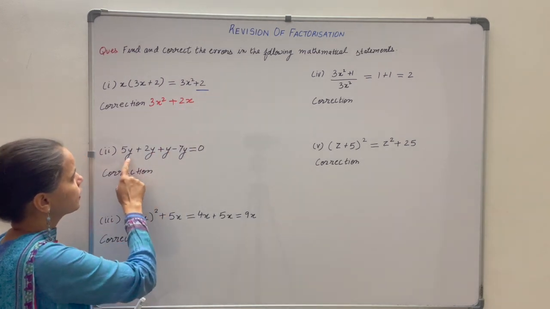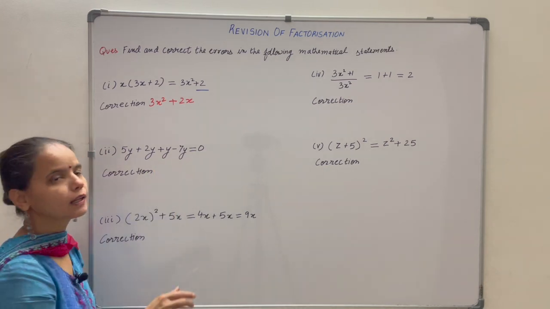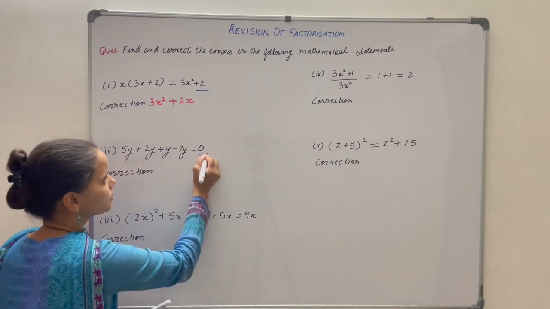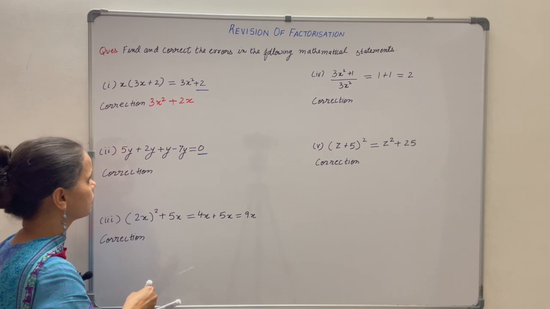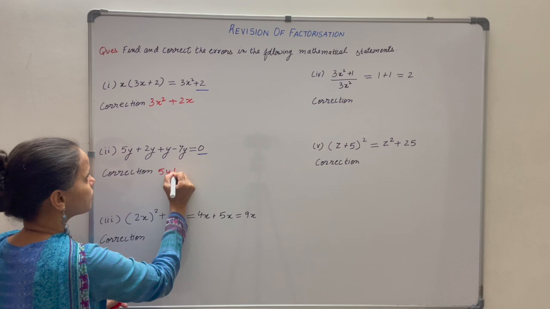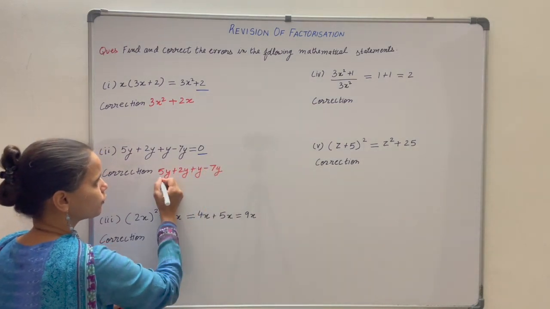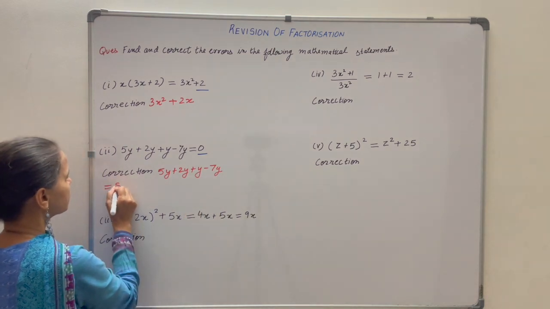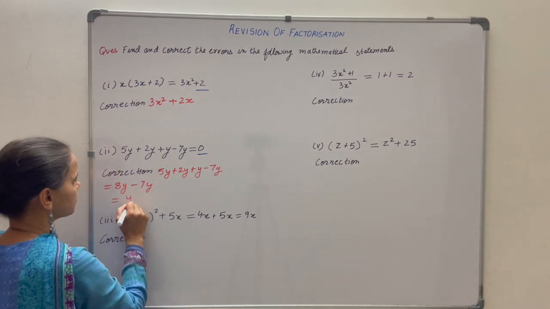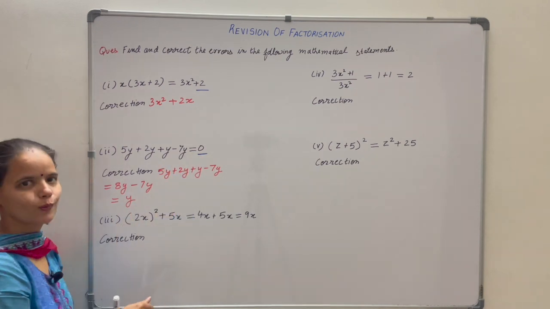Next question. Here 5y plus 2y plus y is 8y. So that is y. But here it is written 0. So what is the mistake? 0. That is the wrong answer. Let us write it now correctly. So 5y plus 2y plus y minus 7y. So if you add all these three, you get 8y minus 7y. So the answer is y. So this is the correct answer. It is not 0, it is y.